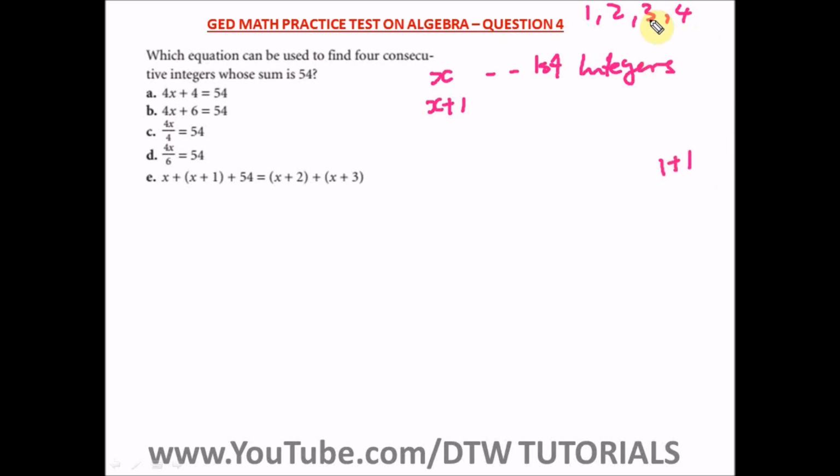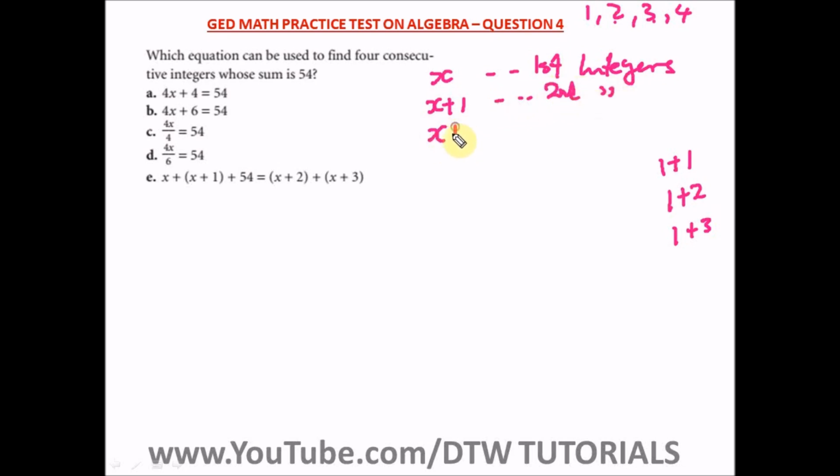To get the second integer, 1 plus 1. To get the third integer, it has to be 1 plus 2, and to get the fourth integer, it has to be 1 plus 3, which will give us 4. So the next integer will be x plus 1, whatever the case may be. x can be 14, can be 70. Since we are told 4 consecutive integers, you have to do x plus 1 for your second integer.